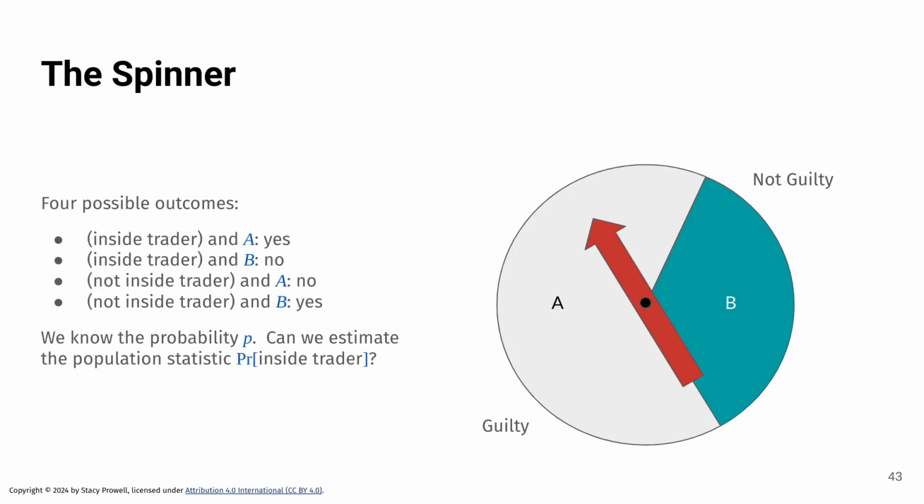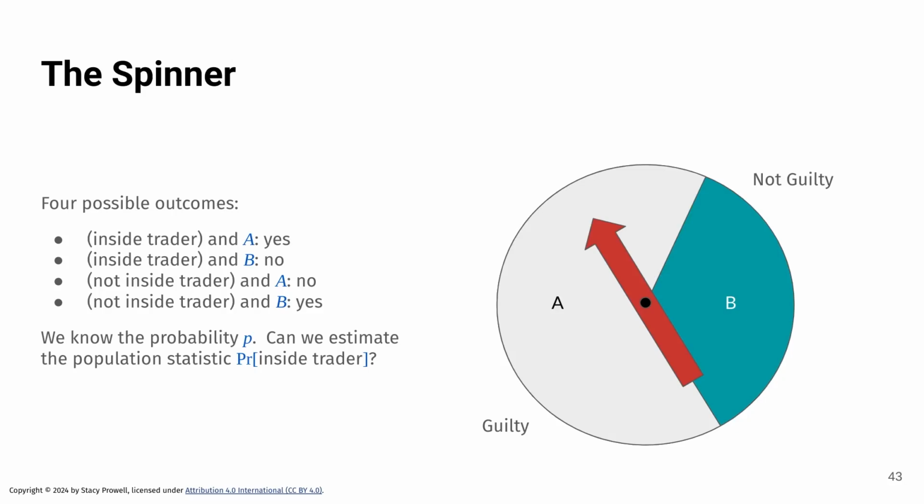So there are 4 possible outcomes to this. Right? I'm talking to an inside trader and the spinner lands in A, they say yes. Spinner lands in B, they say no. I'm talking to someone who's not an inside trader. Spinner lands in A, they say no. Spinner lands in B, they say yes. Now think about that for a minute.